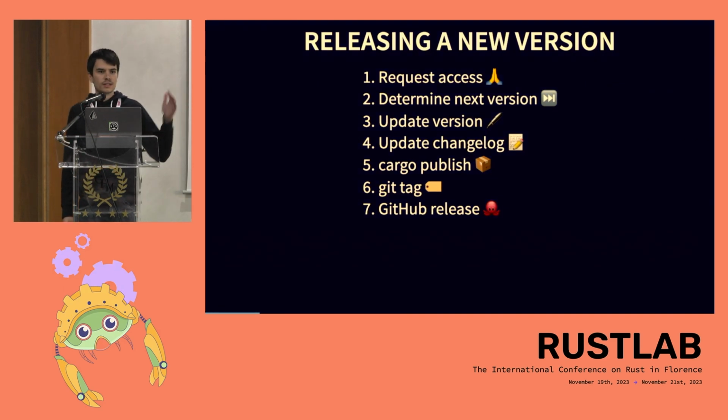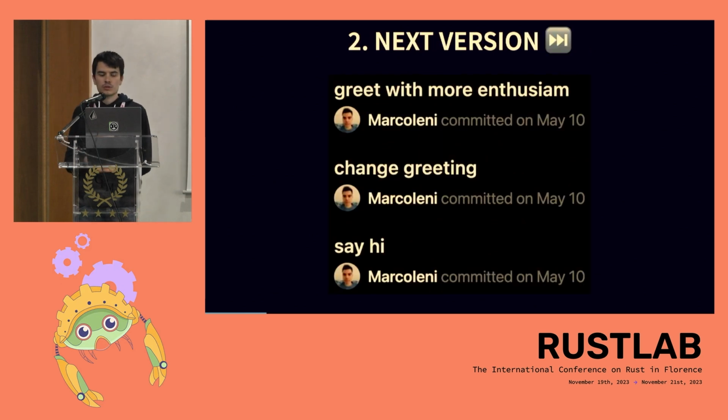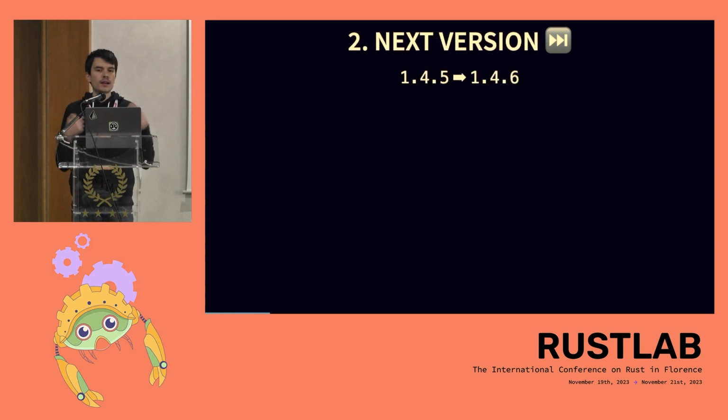So I think that more or less this is what you need to do when you want to release a new version. First, you need to request access to be able to publish to crates.io, especially if you work in a big organization, where there are many people that work on this stuff. When you join, you need to ask for a token to release to crates.io. Then you need to determine the next version based on the commits that you need to release, and you need to decide what is the next version.